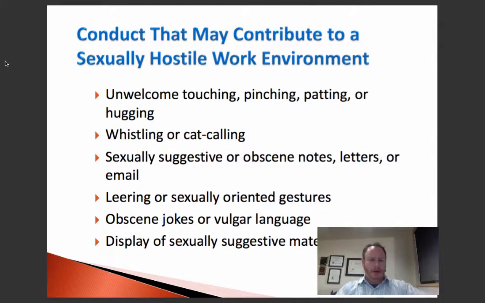So when we're talking about quid pro quo harassment, it's fairly explicit that the employee must submit to the sexual demands as part of the working conditions of that job. But in terms of hostile work environment, there's a usual set of conduct that contributes to a hostile work environment. So it would be touching, patting, catcalling, whistling, comments, notes, letters, emails, looking, leering, obscene jokes, and anything related to that. All of these different types of conduct can contribute to creating a hostile work environment claim for the plaintiff.